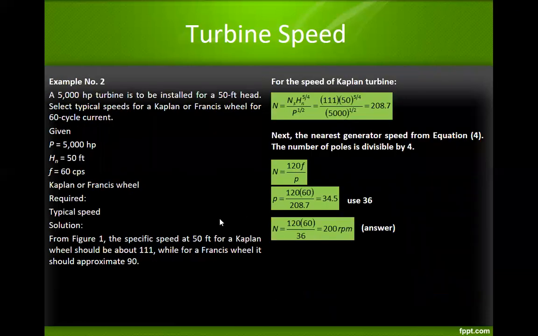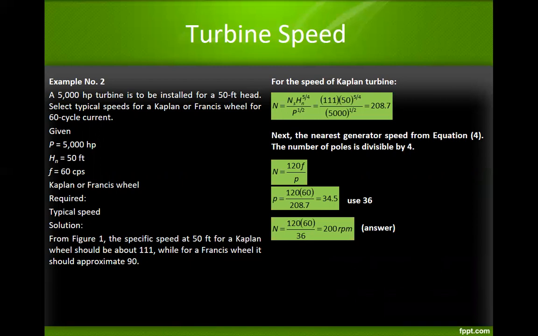Now, for the speed of Kaplan turbine, N is equal to N sub S times H exponent 5 over 4 over P exponent 1 half, which is 111 times 50 exponent 5 over 4 over 5,000 exponent 1 half, which is 208.7. Next, the nearest generator speed from equation 4. So using N equals 120 F over P, P is equal to 120 times 60 over 208.7, which is 34.5.